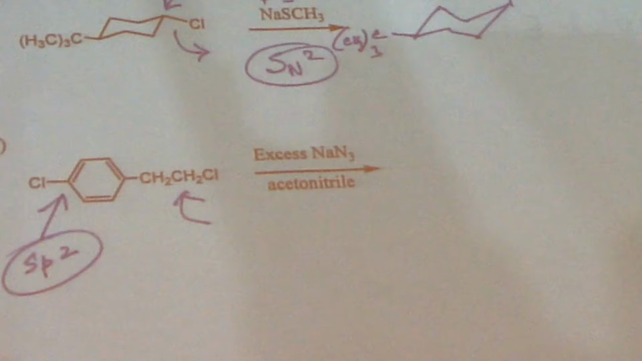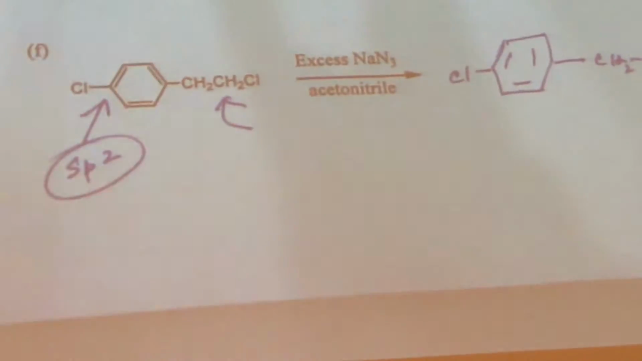So all the discussion that we had so far relates to sp3 hybridized carbon. That's why the product is very specific. It's only going to form CH2CH2N3. This is the only product.